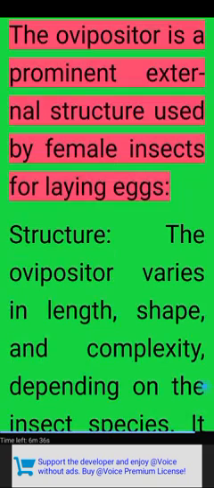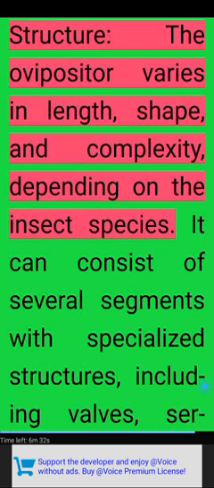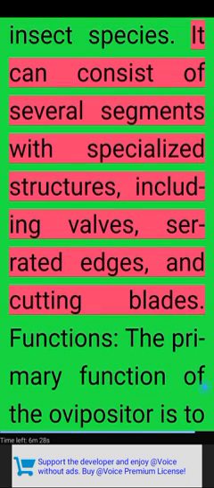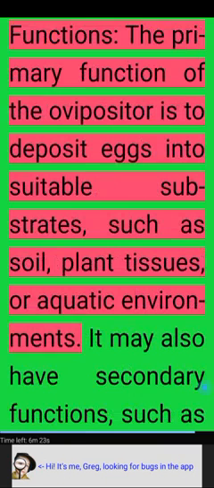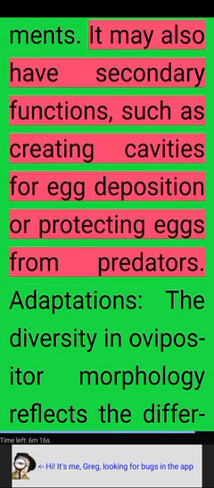1. Ovipositor. The ovipositor is a prominent external structure used by female insects for laying eggs. Structure. The ovipositor varies in length, shape, and complexity, depending on the insect species. It can consist of several segments with specialized structures, including valves, serrated edges, and cutting blades. Functions. The primary function of the ovipositor is to deposit eggs into suitable substrates, such as soil, plant tissues, or aquatic environments. It may also have secondary functions, such as creating cavities for egg deposition or protecting eggs from predators.